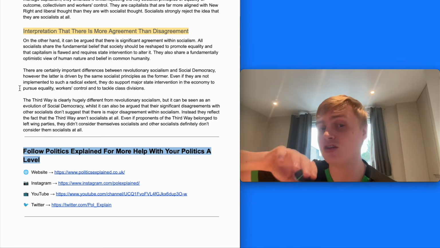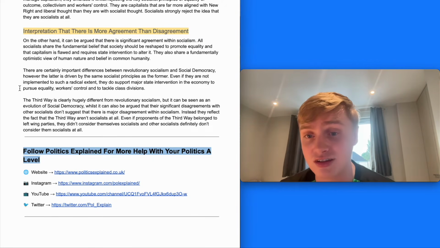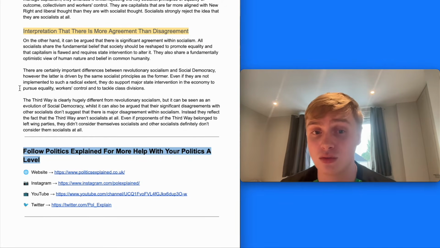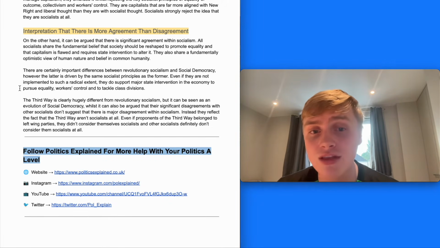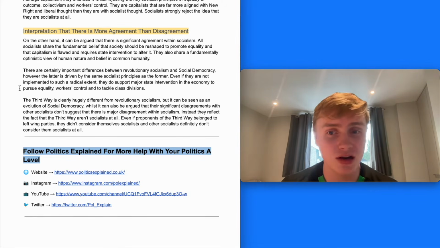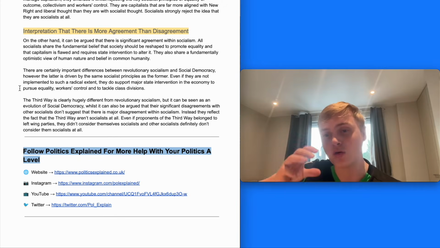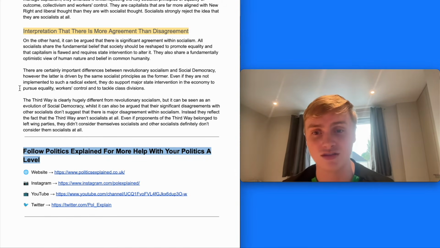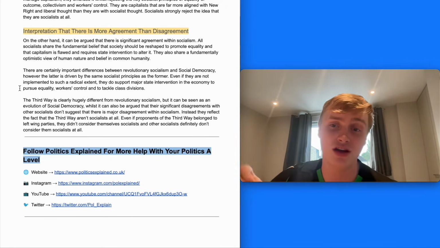The third way is clearly hugely different from revolutionary socialism, but it can be seen as an evolution of social democracy. Whilst it can also be argued that their significant disagreements with socialism don't suggest that there's major disagreement within socialism, but they reflect the fact that the third way just shouldn't be considered socialist at all. Even if they belong to left-wing parties such as the Labour Party in Britain and the Democrats in the US, they didn't consider themselves socialists, and other socialists definitely don't consider them socialists at all. Therefore, the extent to which the third way moves away from the other strands of socialism doesn't reflect the fact that there's major disagreement within socialism, it just reflects the fact that they're a completely different ideology.